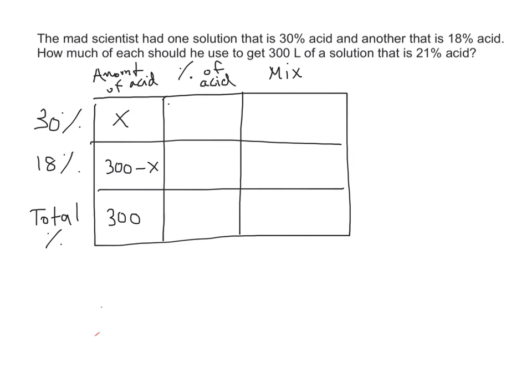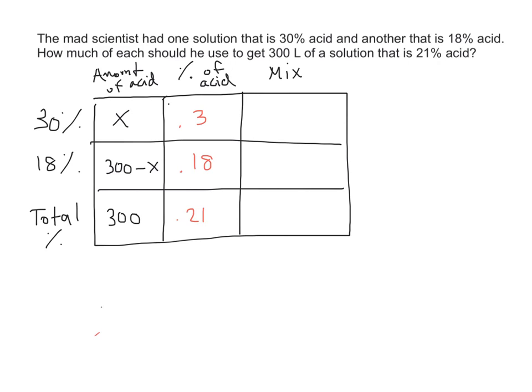For the next column, we're trying to find the percent of acid. That's pretty easy because they already tell you the percent, because 30% acid and 18% acid. So that's pretty easy. 18%. If we write this in a decimal form, it'd be 30%. So let's say 0.3 and 18% is 0.18. You add these together to get 0.21, which is just like what we're solving for.